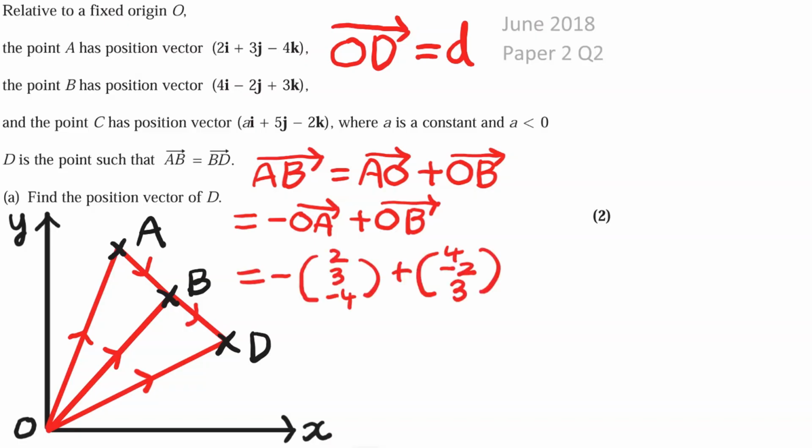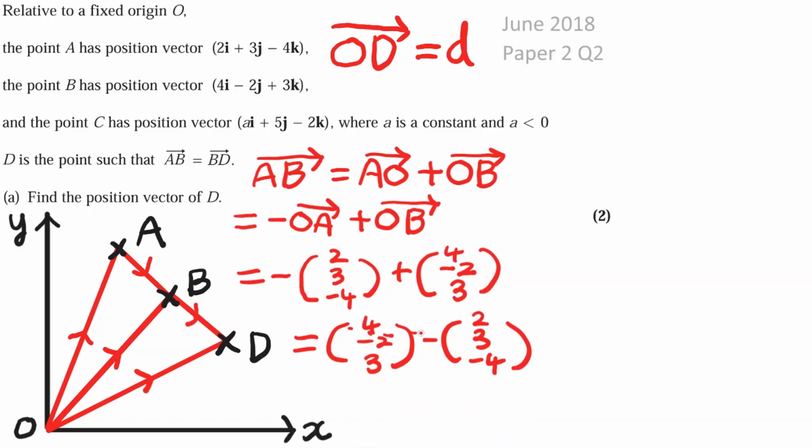If we plug these in, I know we're given it in the ijk format here. When you're adding and subtracting vectors, I always find it's a lot easier to use the column vector format, so I've quickly converted them into this format. So we've got minus (2, 3, minus 4) plus (4, minus 2, 3). As we talked about before, it's quicker to switch these terms around when you have this minus at the front. So it becomes (4, minus 2, 3) minus (2, 3, minus 4).